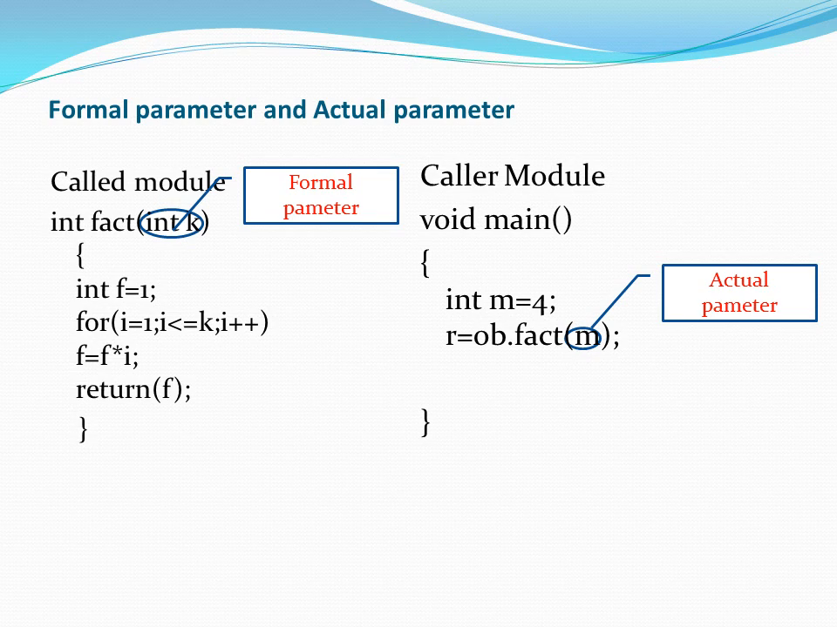Now I will explain actual parameters. Actual parameters are the values or variables that are passed while calling a function. In this example, the value of variable m is passed to the method during its function call from the caller module. Here, ob.fact(m) is called the actual parameter.